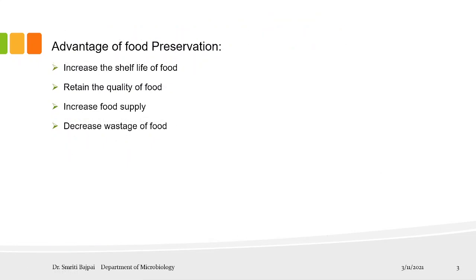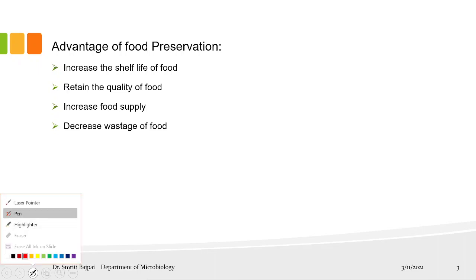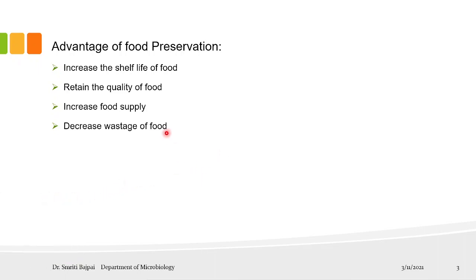Now, what are the advantages of food preservation? So let's see, that is the increasing of the shelf life, retaining the quality of the food, increasing the food supply, decreasing the wastage of the food. So all these will be the advantages of food preservation.